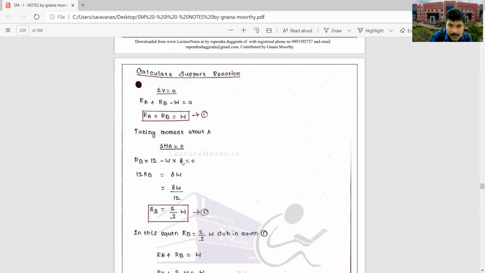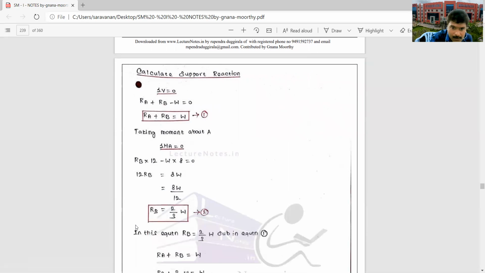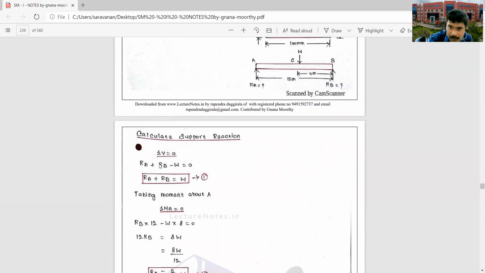So here, the value is minus RB into 12. We're taking the section at A, so this is towards the anticlockwise direction, therefore minus. Here they considered plus, you don't need to worry about that. You can follow whatever procedure we followed: minus RB into 12. Then towards section A, this W is clockwise, so plus W into the distance of 8 meter. So plus W into 8 equal to 0.